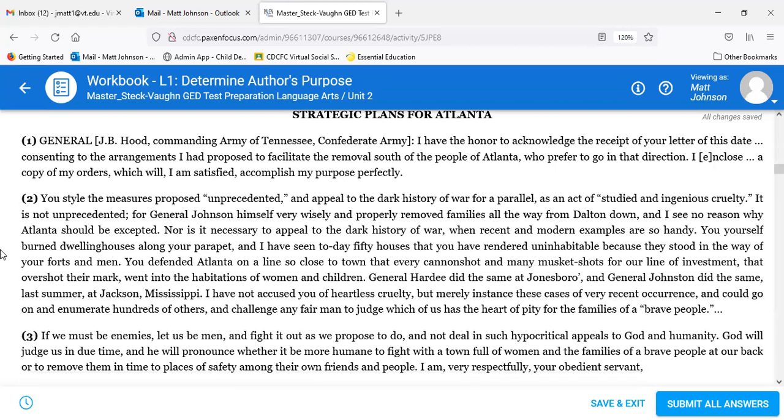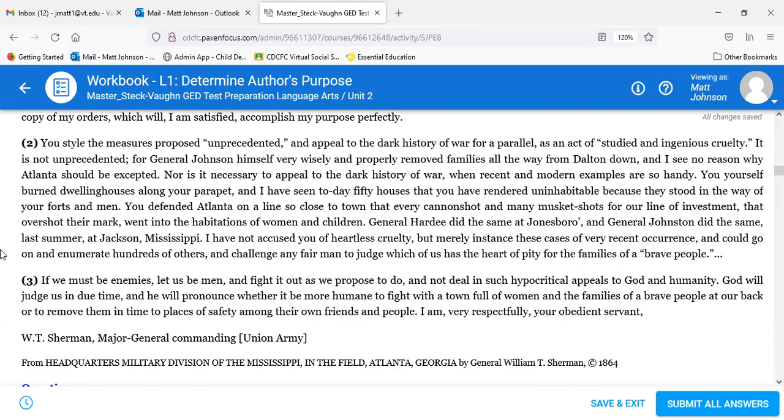Okay. I'll just read the last one. If we must be enemies, let us be men, and fight it out as we propose to do, and not deal in such hypocritical appeals to God and humanity. God will judge us in due time, and he will pronounce whether it be more humane to fight with a town full of women and the families of a brave people at our back, or to remove them in time to places of safety among their own friends and people. I am, very respectfully, your obedient servant. And that's from William T.